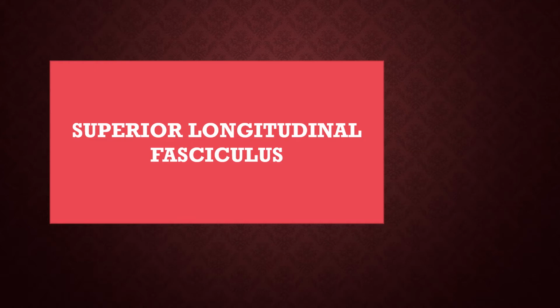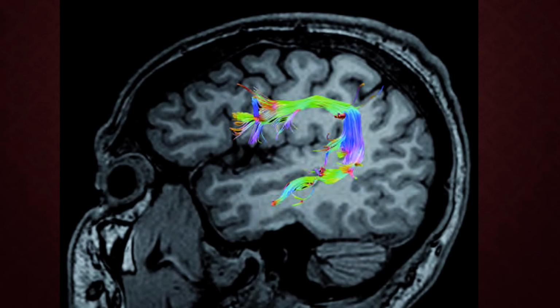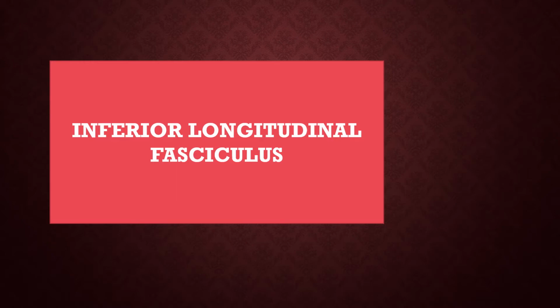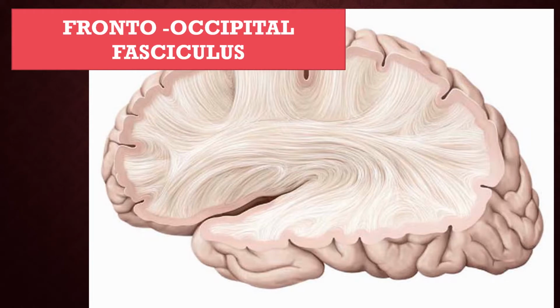The superior longitudinal fasciculus is also an example of long association fibers, which extends from the frontal lobe to the occipital lobe and also to the temporal lobe. In this picture, we can identify how it extends from anterior to posterior and also from anterior to inferior. And this is the scan image of the superior longitudinal fasciculus. The inferior longitudinal fasciculus is also an example of long association fibers. It extends from area number 18 to area number 22. The fronto-occipital fasciculus is also an example, extending like the superior longitudinal fasciculus.